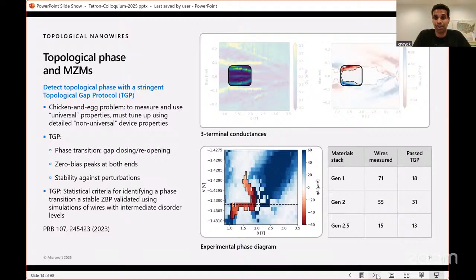So, not a very high passing rate, but then we made some materials changes, some process changes, and of the 55 wires measured, 31 of them passed the TGP. Then Gen 2.5, 13 out of 15 passed the TGP. And so as we've made changes to design and changes to the process, and essentially made cleaner wires, we've had more and more of them passing the topological gap protocol. So more of them, a higher yield of devices with a topological phase.